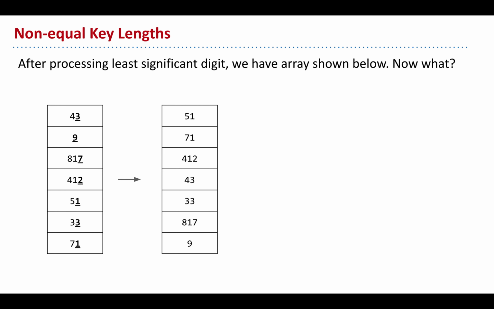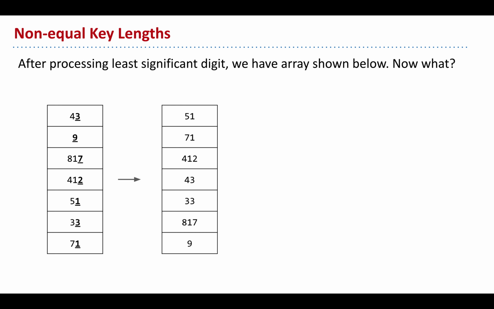Cool. So this should get to your question, where we want to think, what if we have keys that aren't all the same length? In this example, we have things that are length 1, length 3, length 2. What do we do if we're trying to compare the next most significant digit, but there's nothing there?